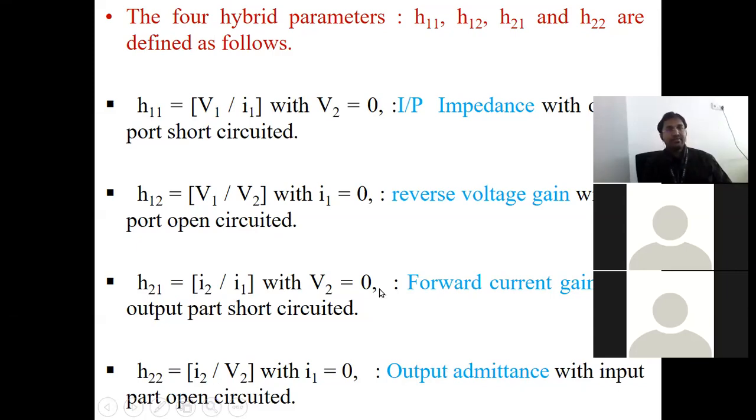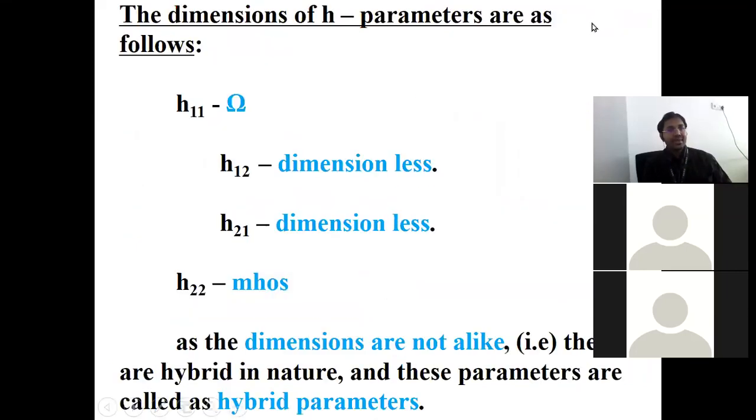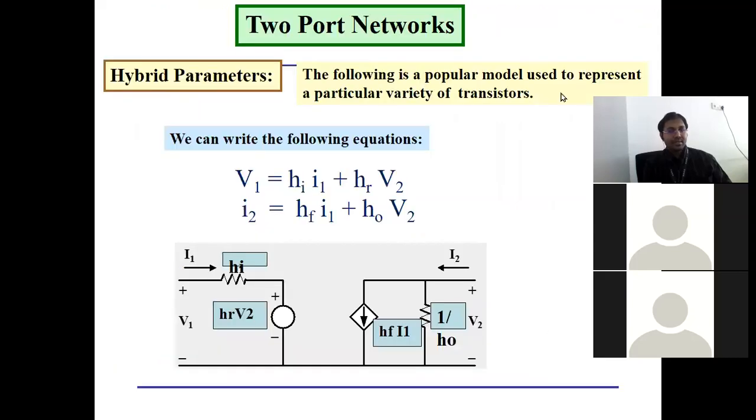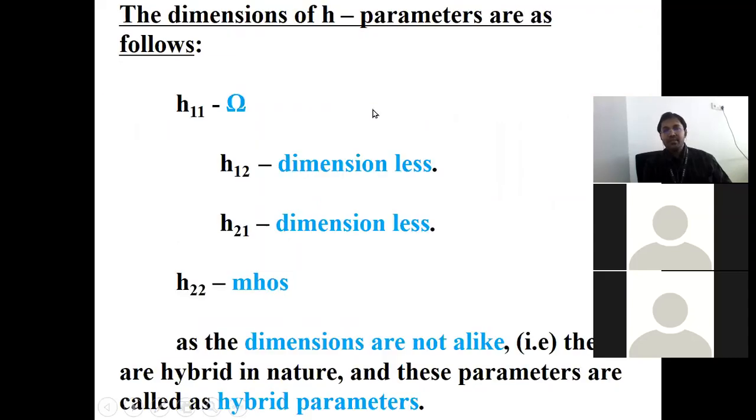Now, why is it called H parameters? Because here we have different dimensions. H11 is impedance, then gain, again gain, and admittance. So different dimensions, hence it is called hybrid parameters.